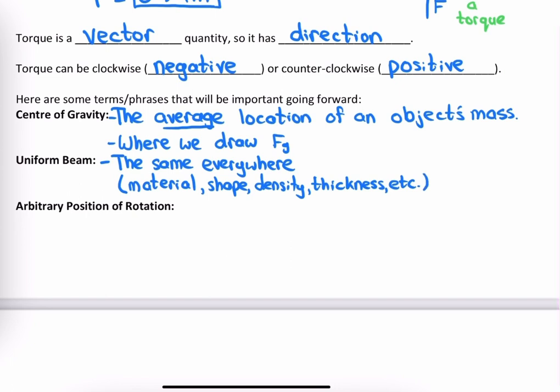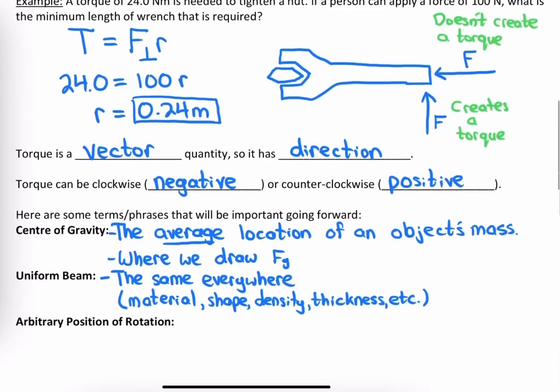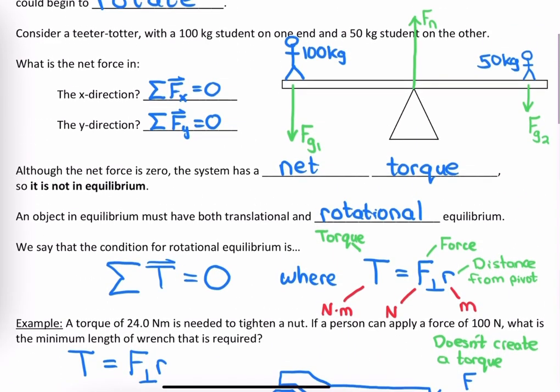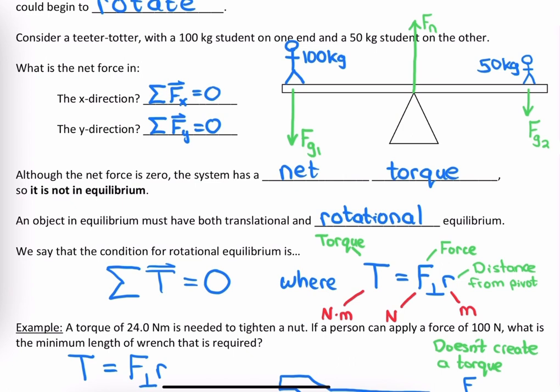Now the last little seed I want to plant is that of an arbitrary position of rotation. And this won't really become relevant until a couple lessons from now. Because most of the things we've looked at today, it's obvious where they rotate. This teeter-totter, the place where it rotates, the place where there's a pivot happening, where there's literally a hinge on the teeter-totter, is right there in the middle. We'd call that the pivot or the point of rotation.